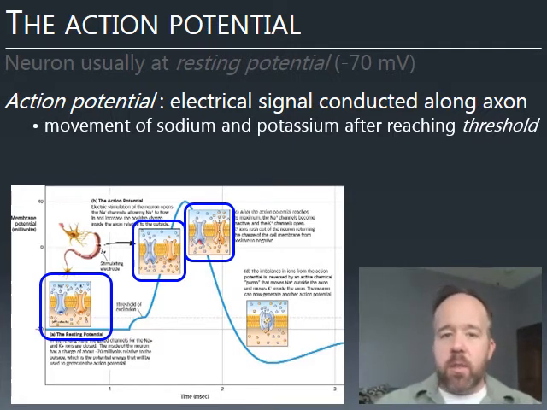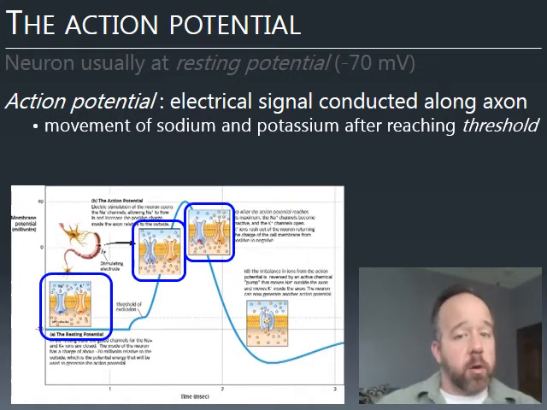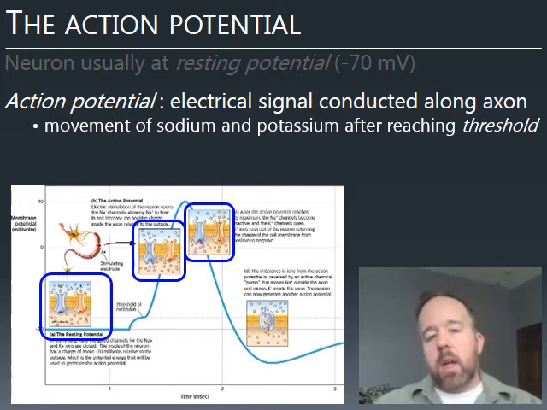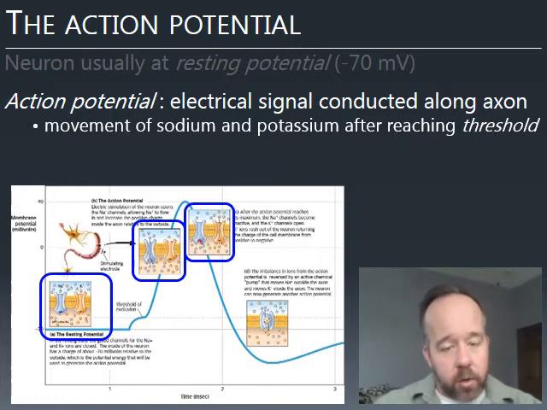And this is that downward going part of this curve. So when sodium comes in, the curve goes up because more positive charge is coming in. When potassium starts leaving, the curve goes down because positive charge is leaving the inside of the neuron. The inside of the neuron is getting more negative. And so much potassium leaves that you actually not only get back to resting potential, you overshoot it a little bit. And so that is the up and down motion of voltage in an action potential.